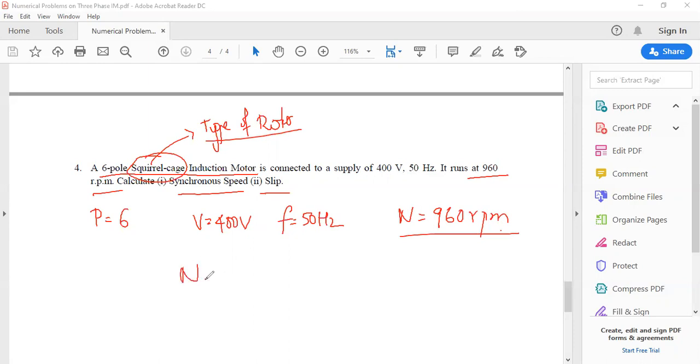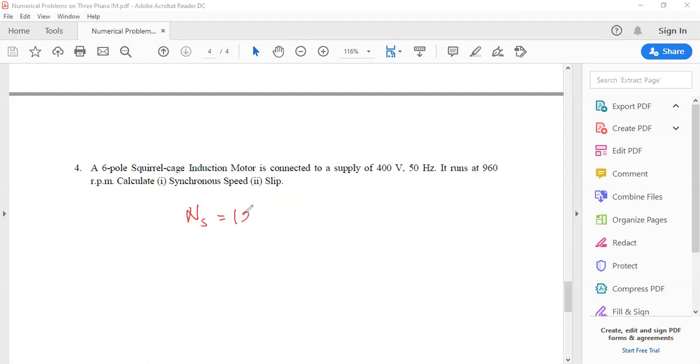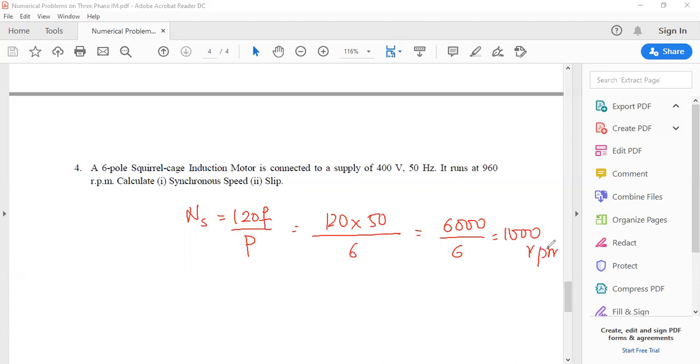Now I need to find out the synchronous speed and slip. How do I find out? Let me go for the first one, which is the synchronous speed. ns is 120f divided by p. So 120 into f, what is f? 50, divided by p. What is p? This is a 6-pole machine. So that is 6000 divided by 6, that is 1000 rpm. So ns is 1000 rpm.